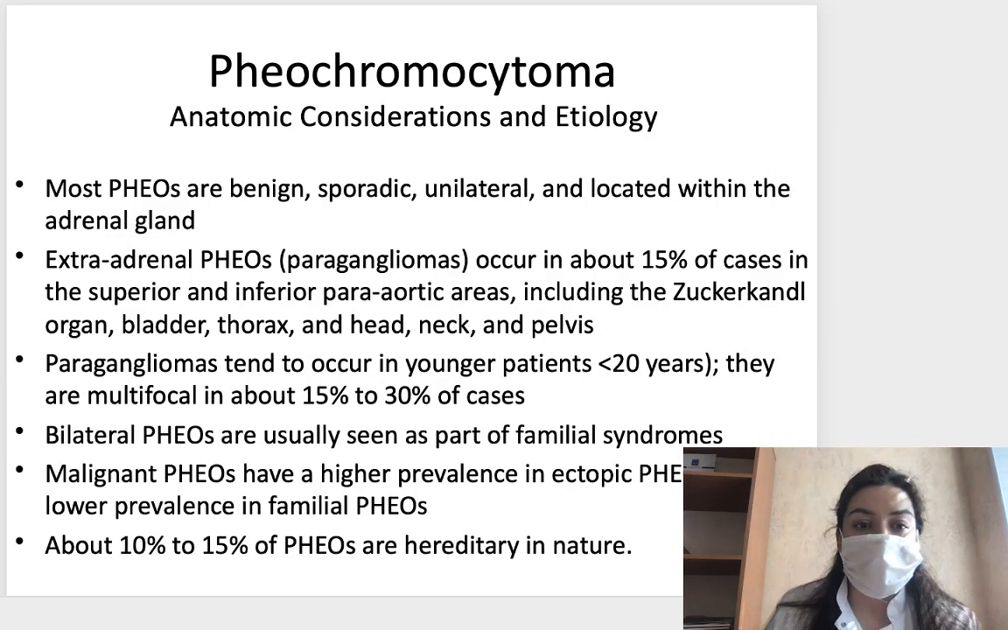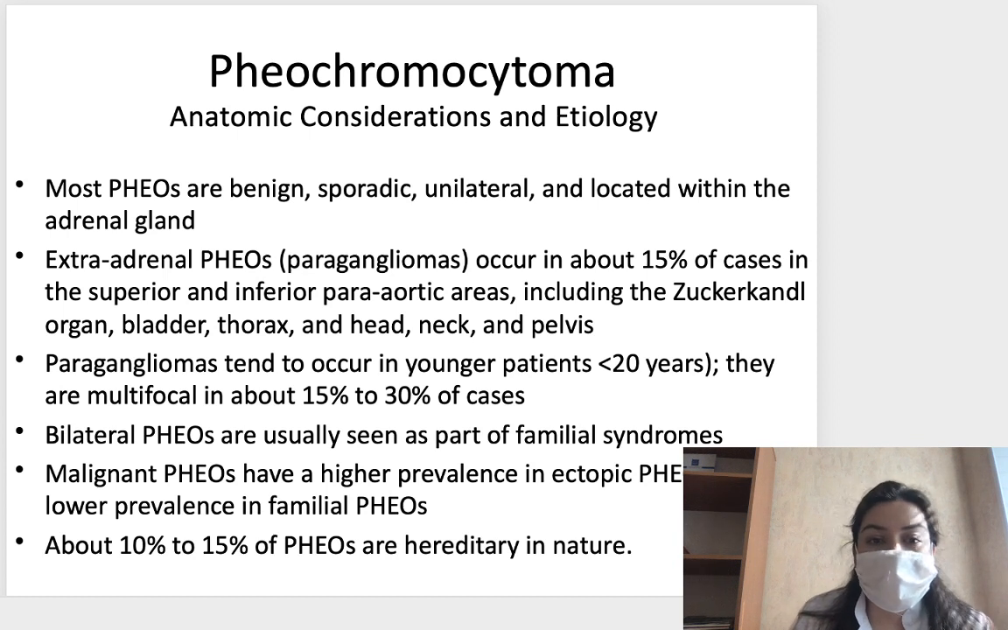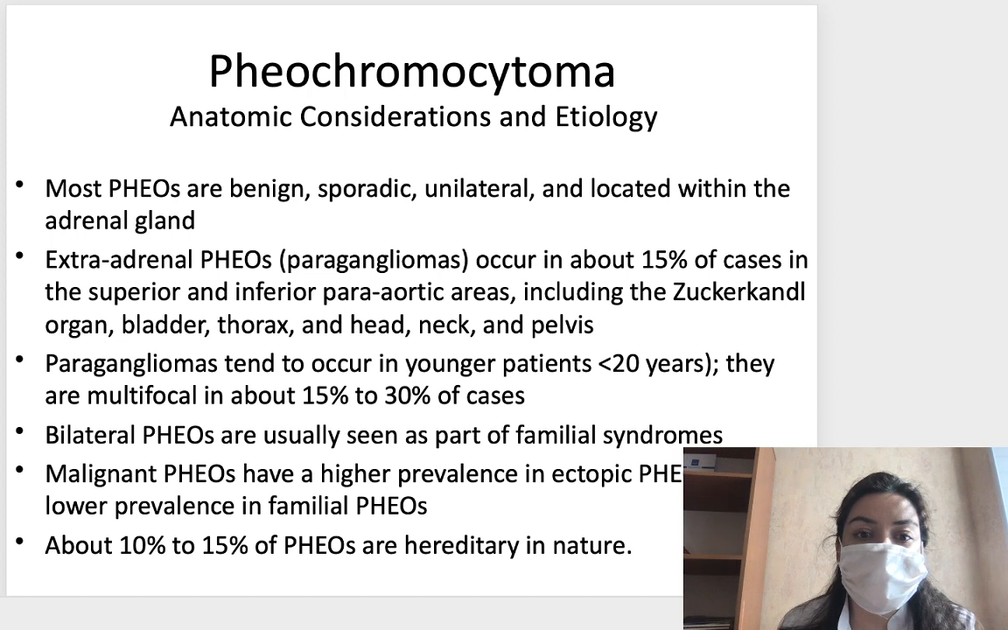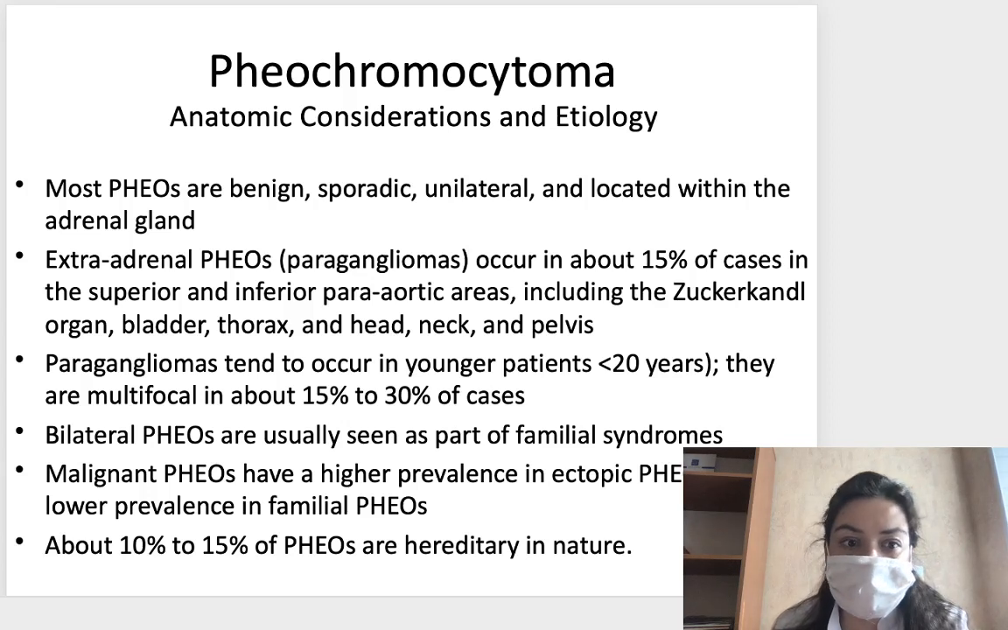Anatomical consideration and etiology of pheochromocytoma. Most of these tumors are benign, sporadic, unilateral, and located within the adrenal gland. Extraadrenal pheochromocytomas, or paragangliomas, occur in about 15% of cases in the superior and inferior para-aortic areas, including the organ of Zuckerkandl, bladder, thorax, head, neck, and pelvis.